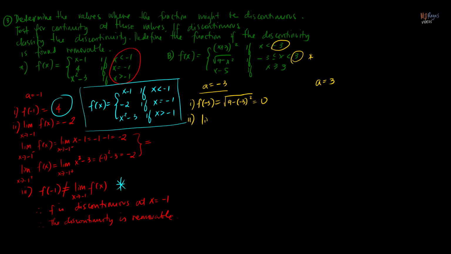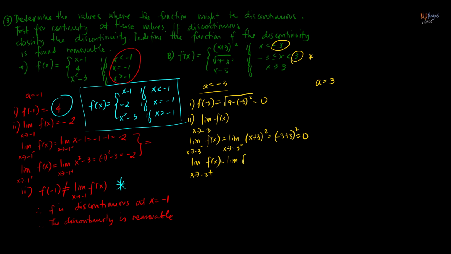Now for the second condition, what is the limit of f of x as x approaches negative 3? So again, we want to check the limit of f of x as x approaches negative 3 from the left, and the limit of f of x as x approaches negative 3 from the right. So from the left of negative 3 are the numbers less than negative 3. So we'll want the limit of x plus 3 squared as x approaches negative 3 from the left. That is equal to negative 3 plus 3 squared equals 0. Now when we want the limit of f of x as x approaches negative 3 from the right, we'll have to check the limit of square root of 9 minus x squared as x approaches negative 3 from the right, because whenever x approaches negative 3 from the right, x is a number greater than negative 3. So that's square root of 9 minus negative 3 squared, also equal to 0.